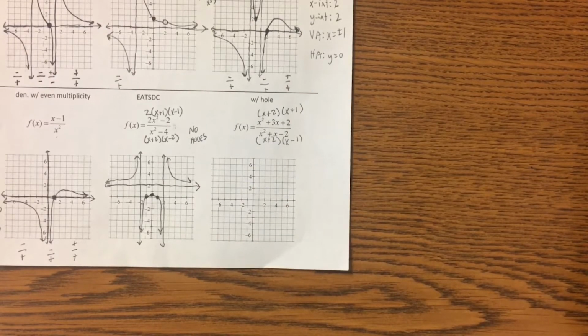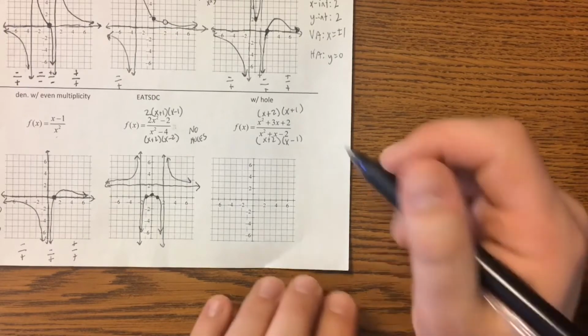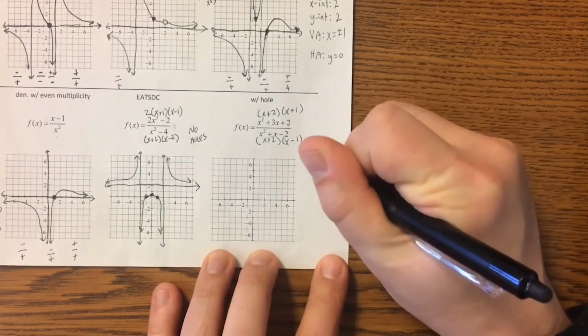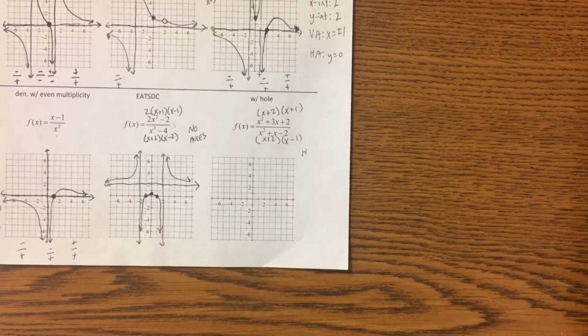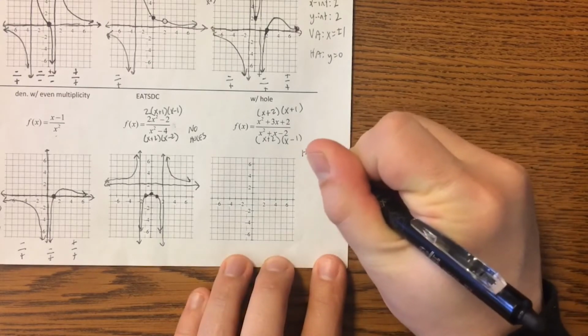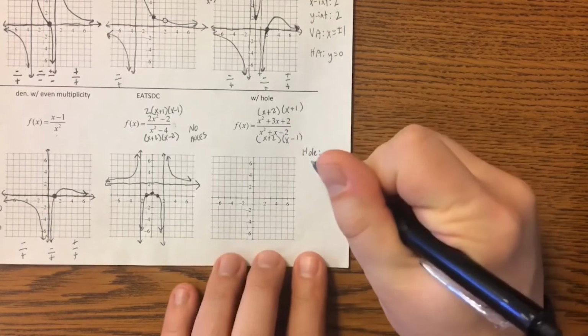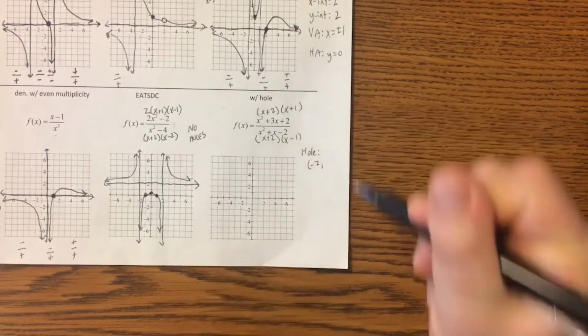All right, so do we have a hole somewhere? Yeah, where's the hole? What's the x value of the hole? You can't see what I'm doing. There you go. Oh, is that better? Yeah. So yeah, it's going to be at negative 2 comma something.